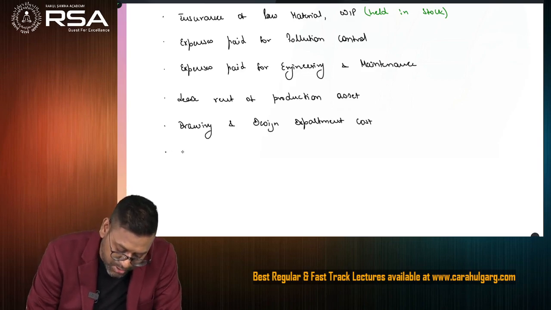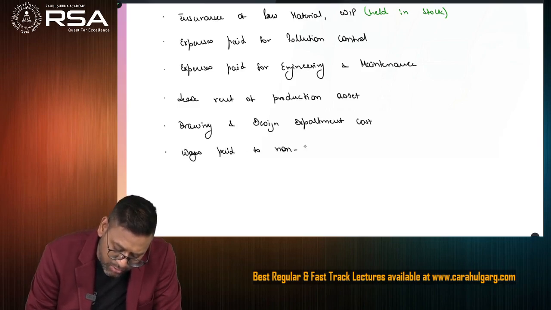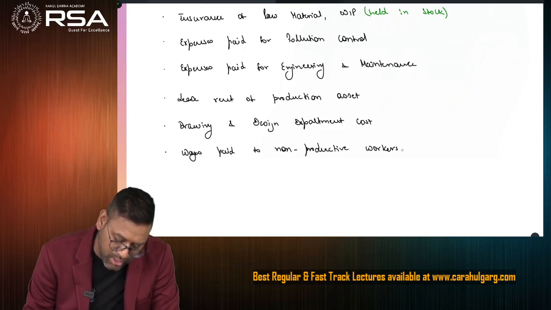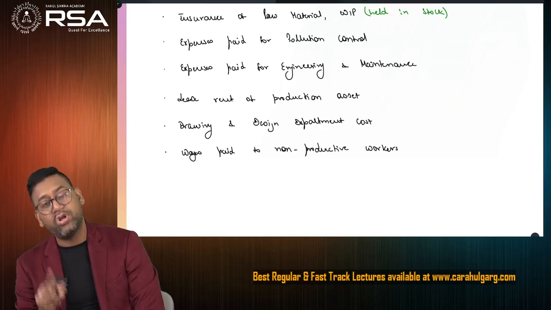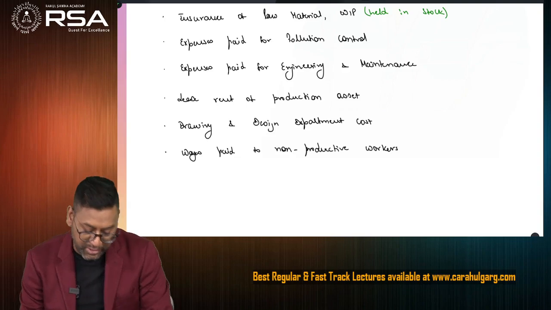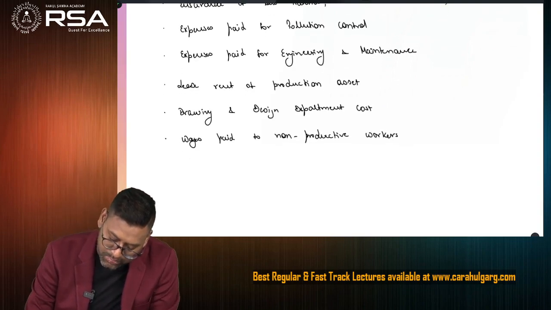Next, wages paid to non-productive worker. There was one question in the examination long ago, where it was written wages paid to non-productive worker. So this shall come over here. If the question says wages paid to productive worker, that is direct wages. If it says non-productive worker, please put it in the factory overheads. A special note over here.